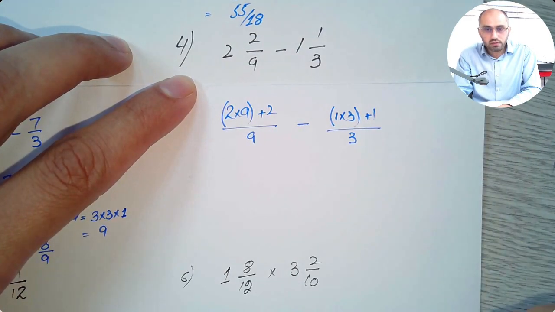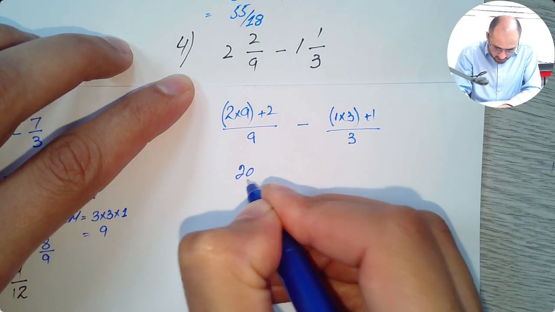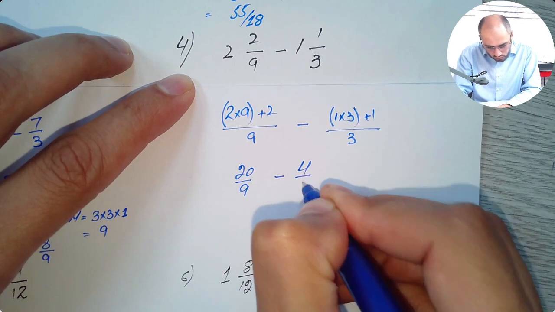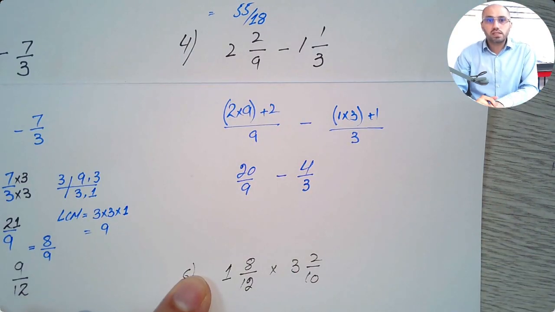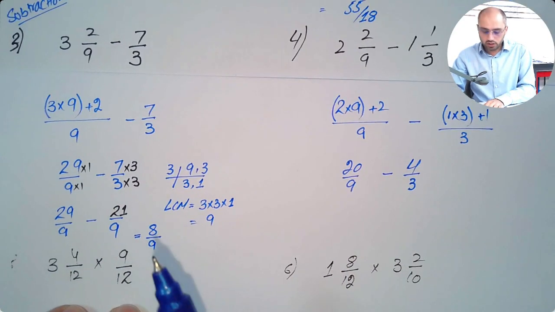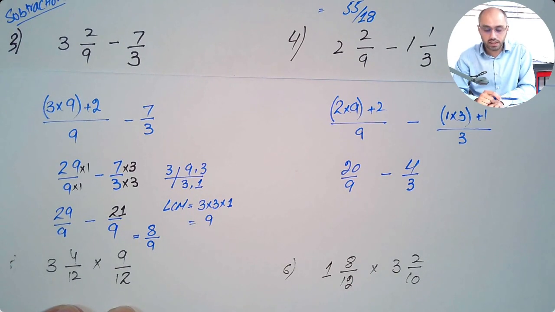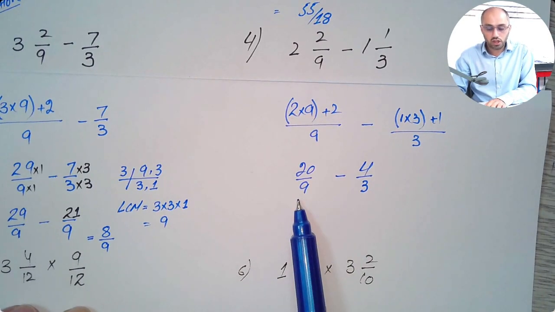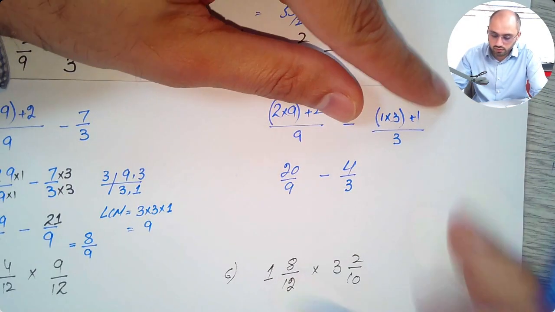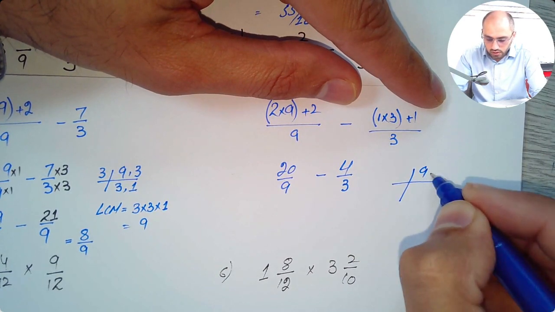If you simplify the numerators of these two fractions, you'll end up with 20 over 9, take away 4 over 3. Now the situation is exactly the same as it was in the previous question. Here I had a denominator of 9 and a denominator of 3, and I had to find a common denominator. Here also I have a denominator of 9 and a denominator of 3, so I'll follow the same method to find the common denominator, and for that I'll write down 9 and 3.